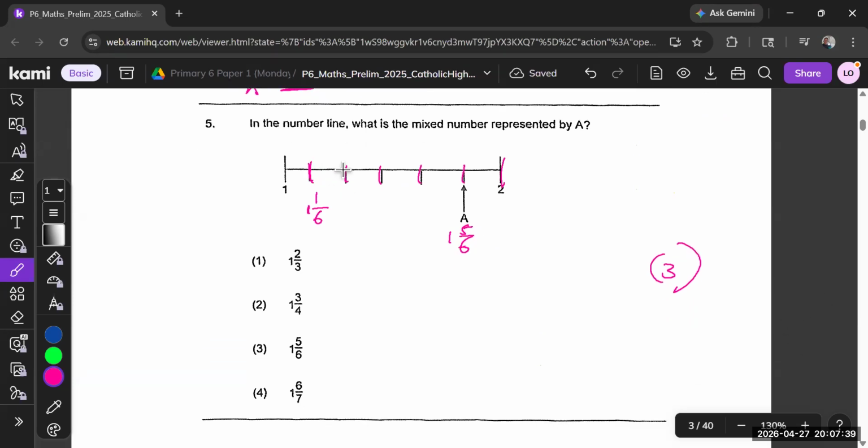Okay, denominator is the total parts, total lines, total units. And by the way, don't count here. This is zero. You should start counting here, one. This is your one. The next line is one, then two, three, four, five, and six. And this is also one and six over six, same as two whole. Okay, it's the same as two wholes.